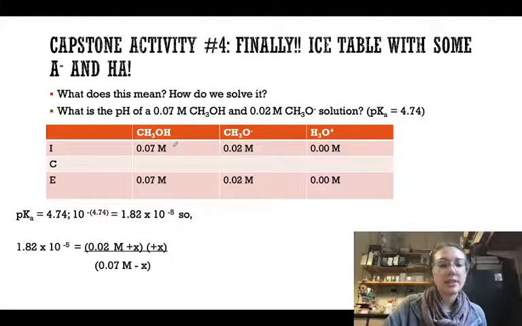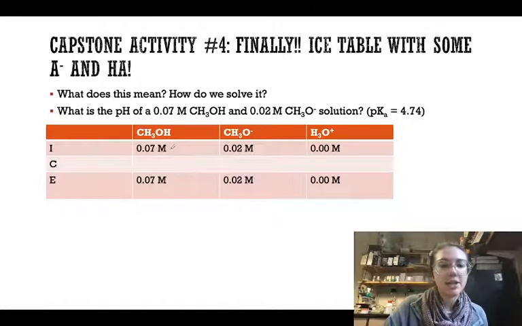So first things first, I look at my change here and I say, okay, I've got an initial of 0.2 plus 0 versus 0.7. So this one has more. So I'm going to subtract X on this side and add X onto this side. So this means at equilibrium then that this is going to be 0 plus X. This is going to be 0.2 plus X, and it's going to be 0.07 minus X.